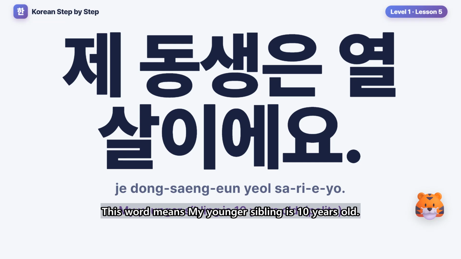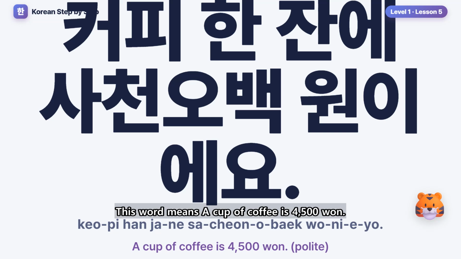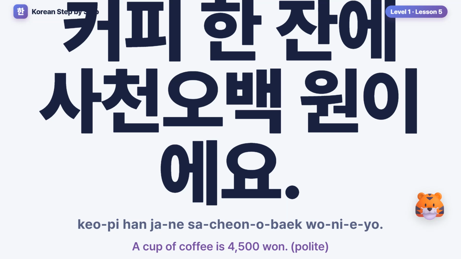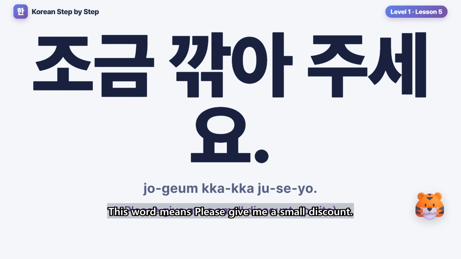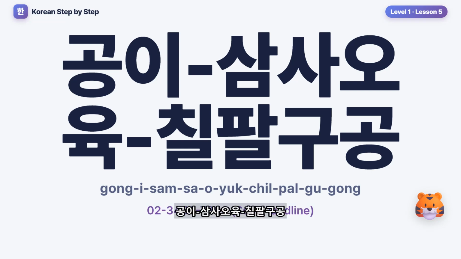This means my younger sibling is 10 years old. Polite. Listen. 제 동생은 10살이에요. This means a cup of coffee is 4,500 won. Polite. Listen. 커피 한 잔에 4,500원이에요. This means please give me a small discount. Polite. Listen. 조금 깎아주세요. 0234-567890.